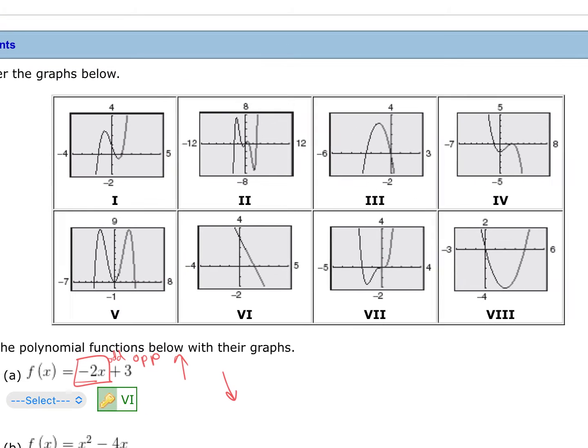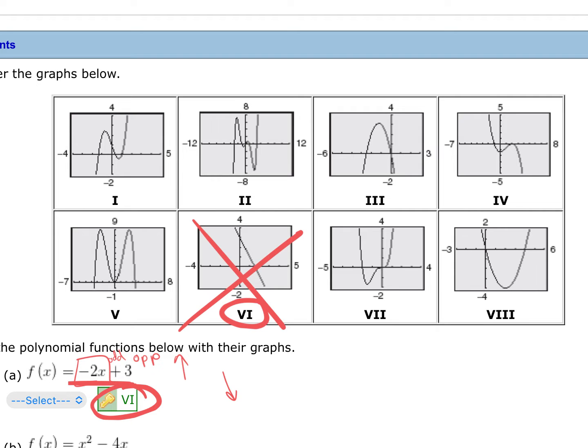I have a couple options here. I have this one where the right arrow goes down and the left one goes up, and the same with 6. But looking at this type of equation, negative 2x plus 3, what does this look like? It looks linear. It looks like y equals mx plus b. So which one do you think it's going to be? 6. So we used 6. I can cross that one off.